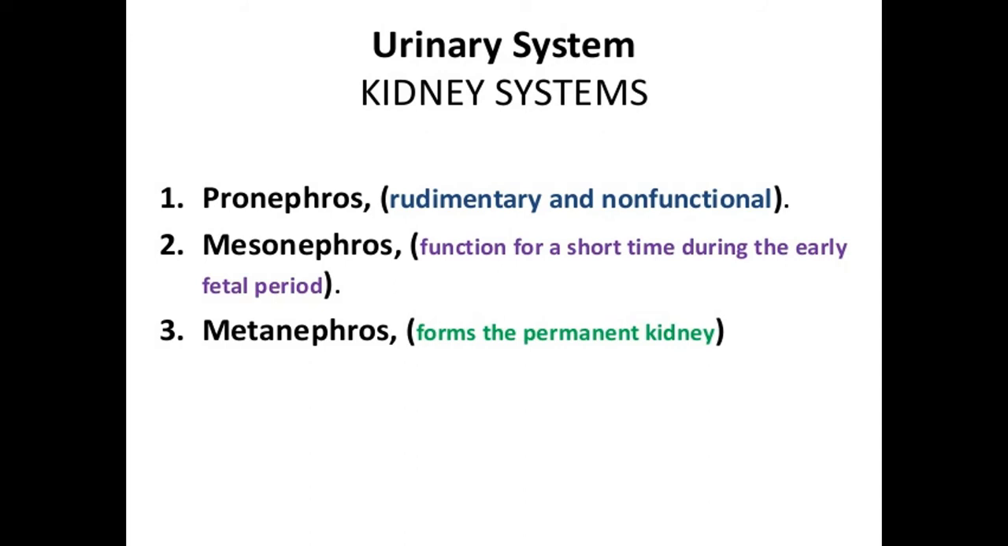So what we have: pronephros is rudimentary, non-functional. Mesonephros functions, but for a short time, in the early fetal period. But the permanent kidneys are formed by the metanephros. Pronephros starts early in the 4th week. Mesonephros at the end of the 4th week. Metanephros in the 5th week and in the pelvic region. Pronephros in the cervical region. Mesonephros, thoracic and lumbar region. Metanephros in the pelvic region.